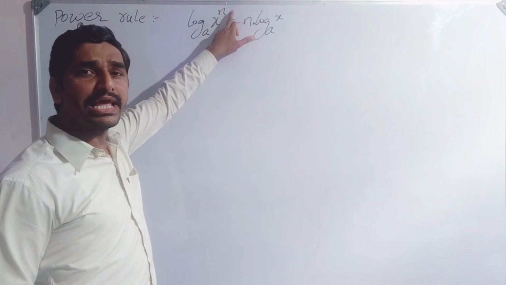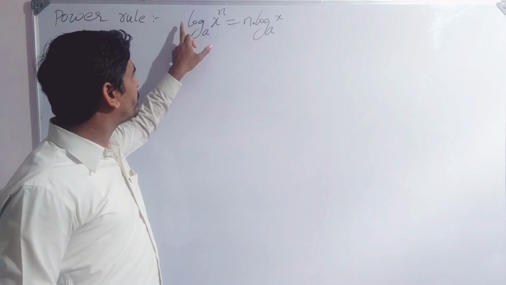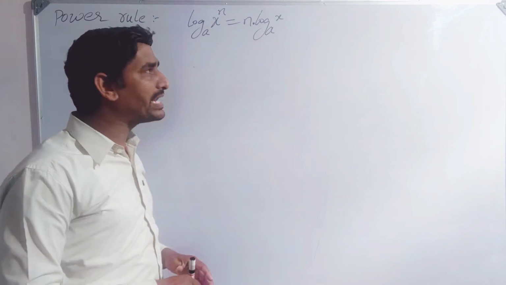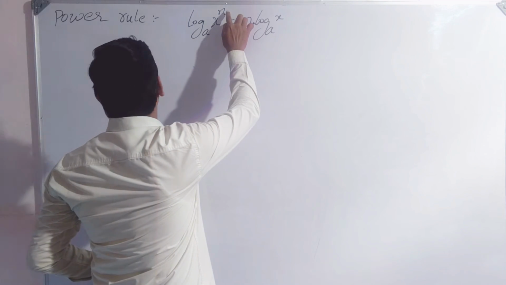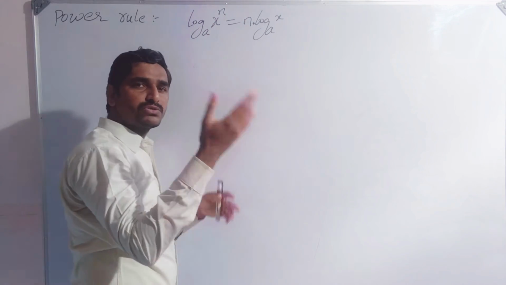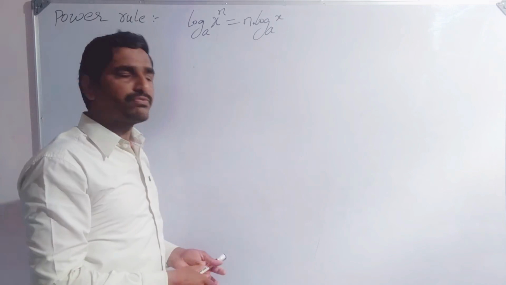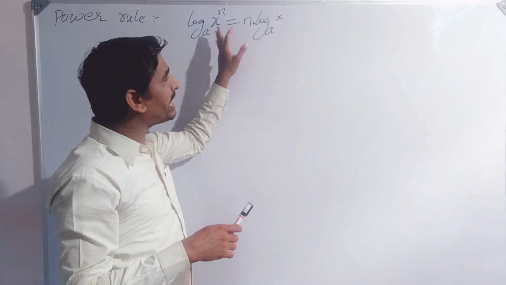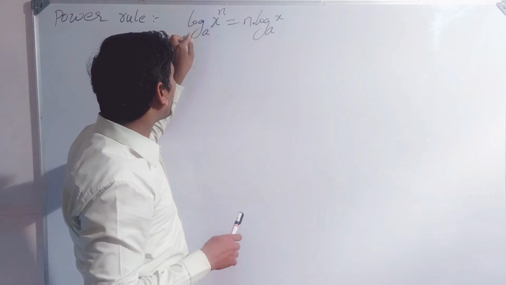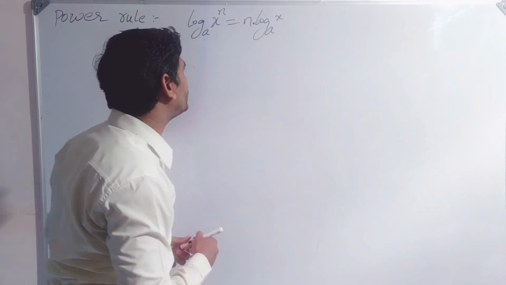See, x to the power n: n comes to the front, n times the logarithm of x to the base a. Like that we can write. See this? n comes to the front side. So the logarithm of x to the power n to the base a becomes n times log x to the base a. Like that we have to write.